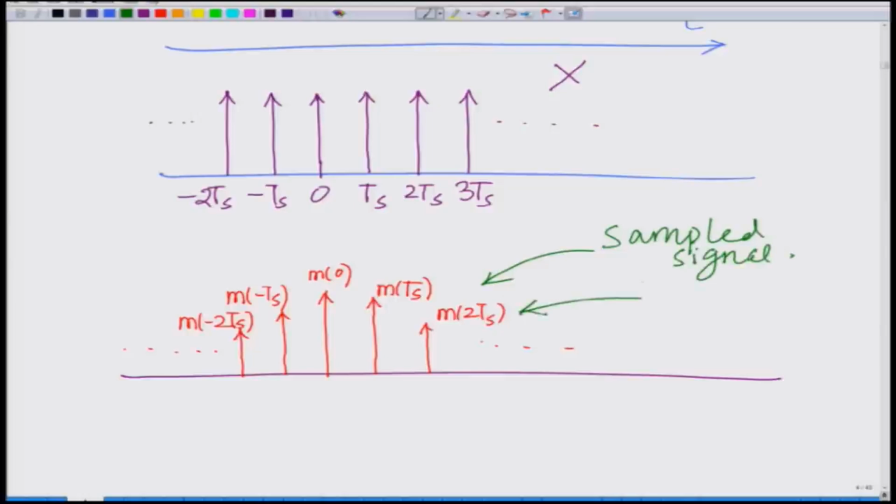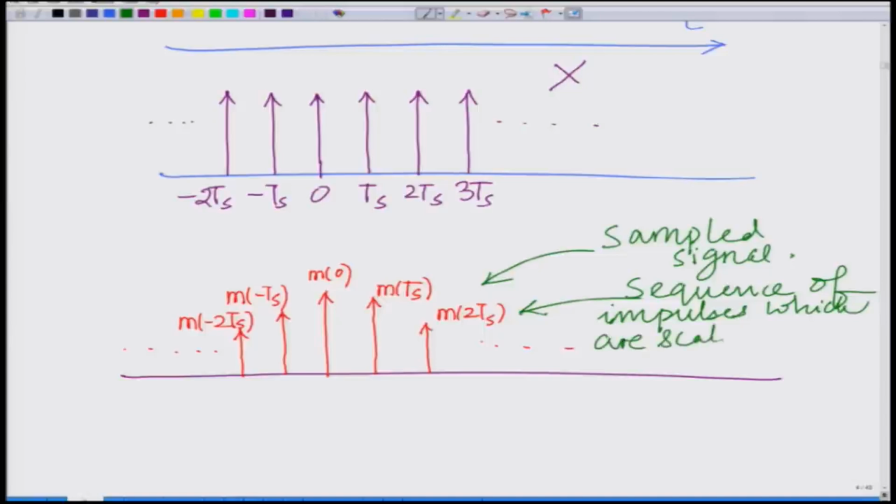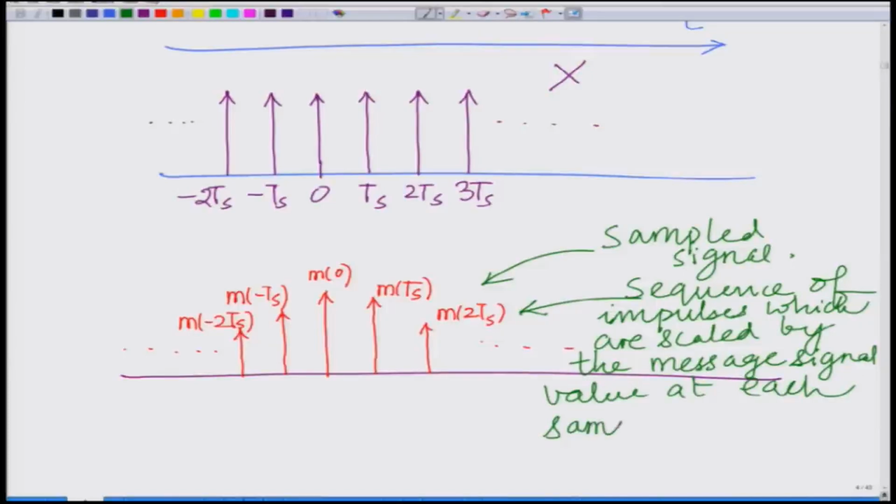This is basically your sequence of impulses, with the amplitude of each impulse scaled by the value of the message signal at each sampling instant.